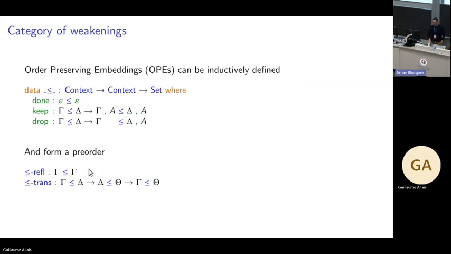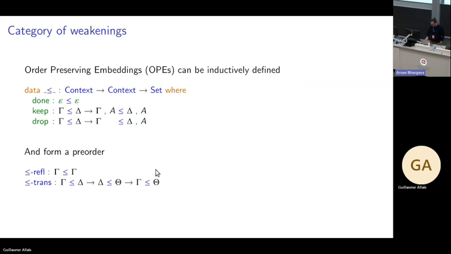Crucially, these form a preorder, which means that any context is related to itself. That's a fairly sensible thing to do if we are thinking of it in terms of embedding the variables of one into the other. And then if you have two such proofs, you can compose them to get a proof that the smallest of the contexts embeds into the biggest one, just by going via gamma in between.